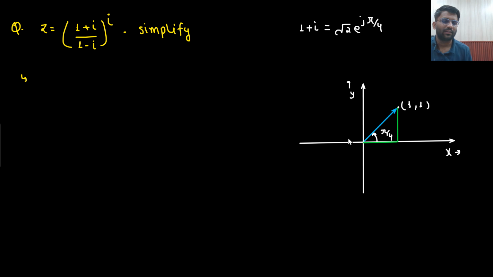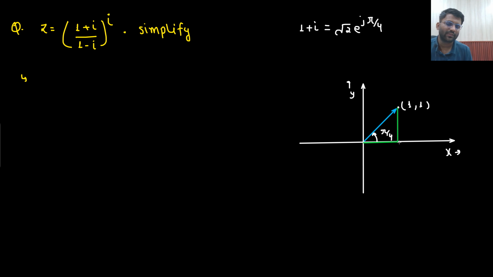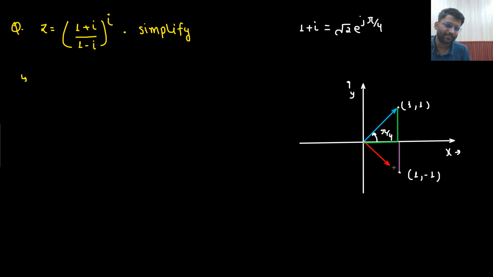What about 1 minus iota? I need to move for 1 in the positive x-axis, and I need to move for minus 1 in the y-axis. So you will reach 1 comma minus 1. Where is your vector? Sir, this will be my vector, making an angle of minus pi by 4.